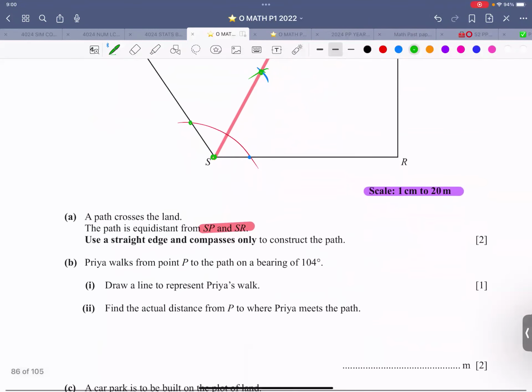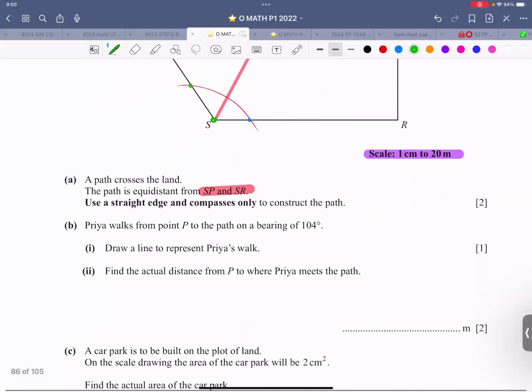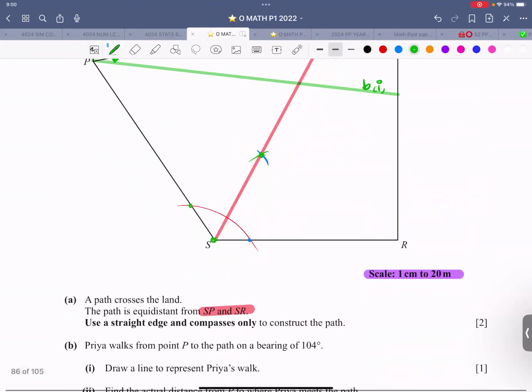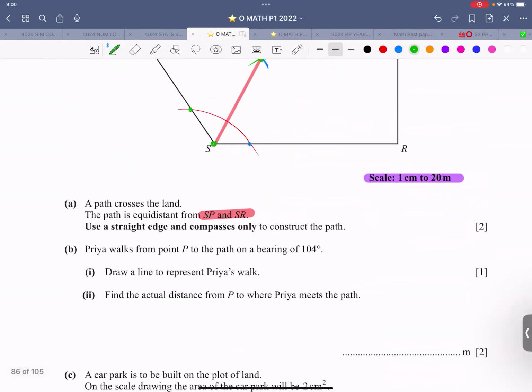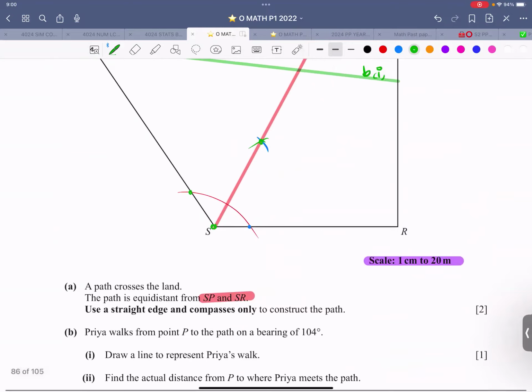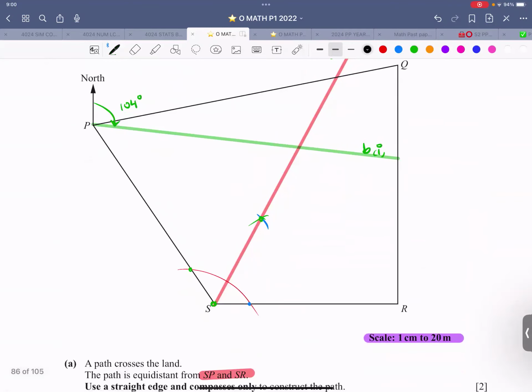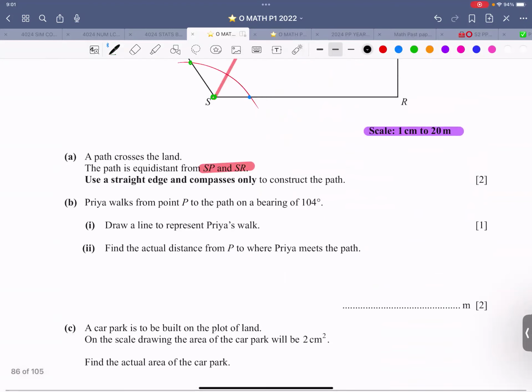And she walks on the spot. Draw a line. So this is B part 1. This is that line on which Priya walks. Find the actual distance from P to where Priya meets the path. So PQRS, and let me label this point as T. So open a compass, measure PT using the compass. That's the exact way of doing it.